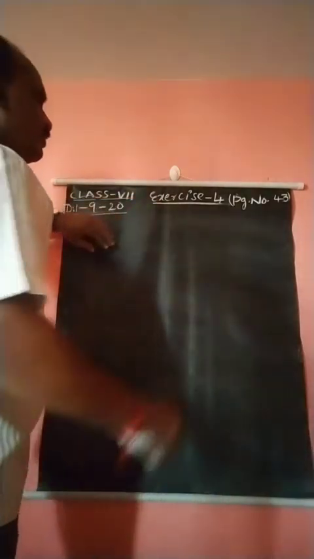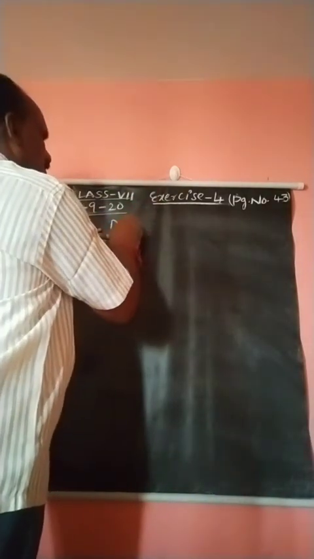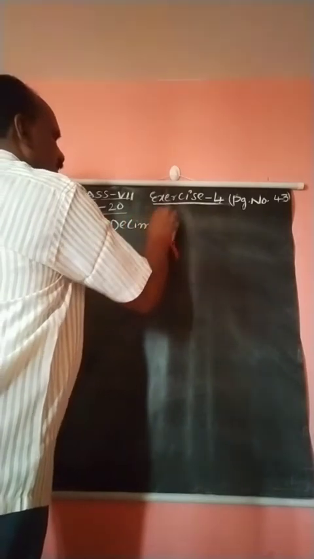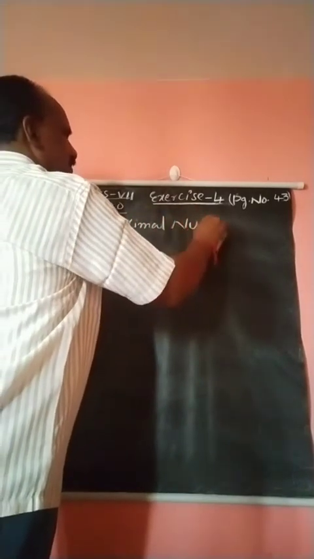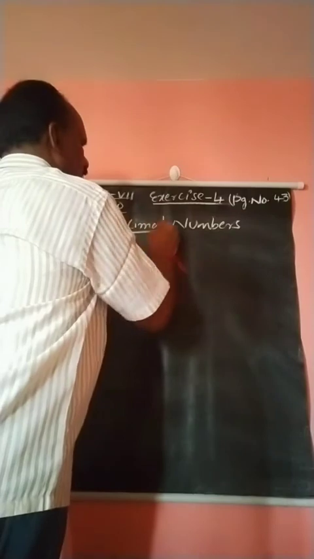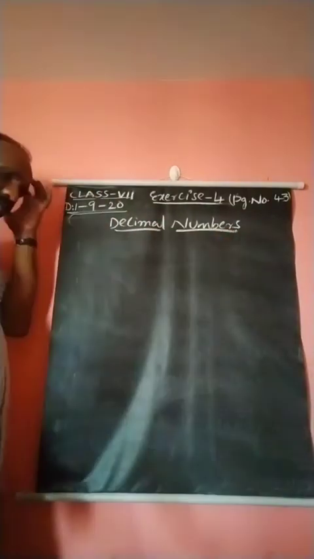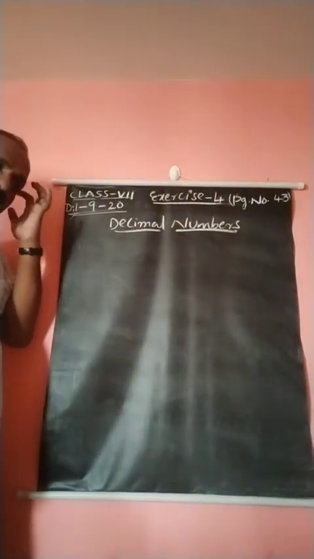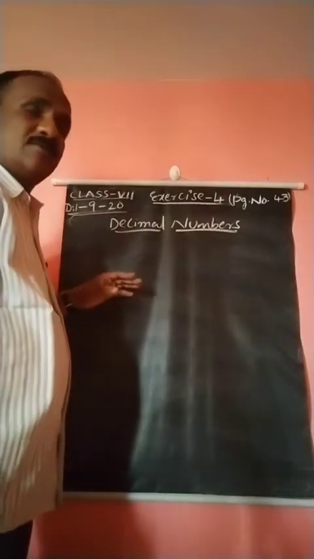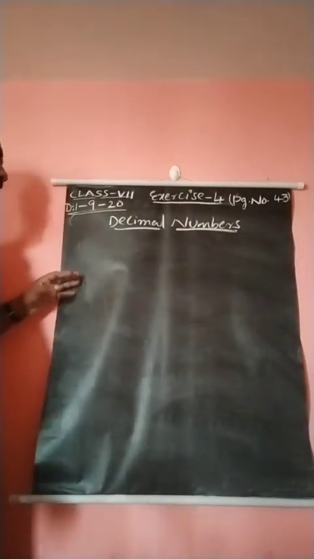Now, the next topic is exercise 5. Before going to exercise 5, decimal numbers. Where they will come, how you want to read decimal numbers, how you want to write them, and the place value of the decimal numbers.